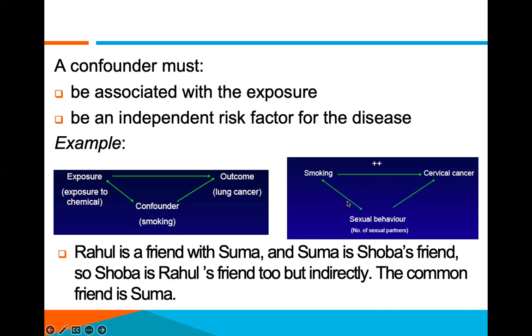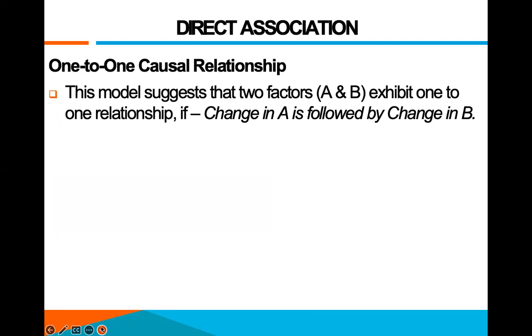The same also happens for women who smoke and get cervical cancer. There is an analogy that says once you are smoking, you are making your cells oncogenic and it could trigger cervical cancer. But most people who get cervical cancer also end up having multiple sexual partners. And so here, sexual behavior, or the number of sexual partners, becomes a confounding factor between smoking and cervical cancer.